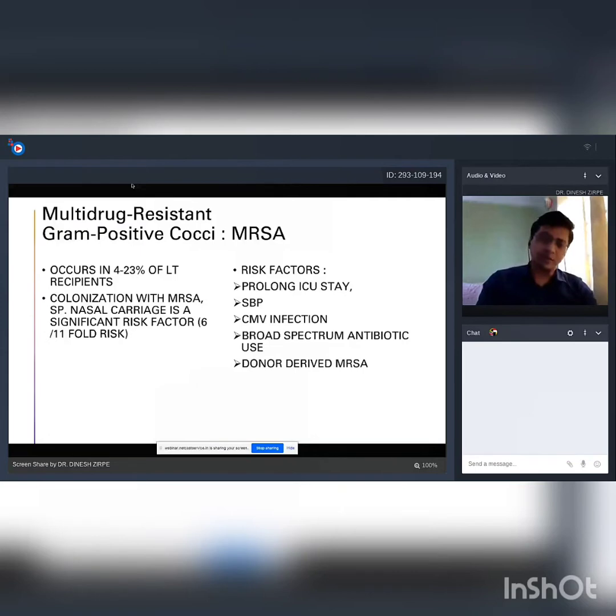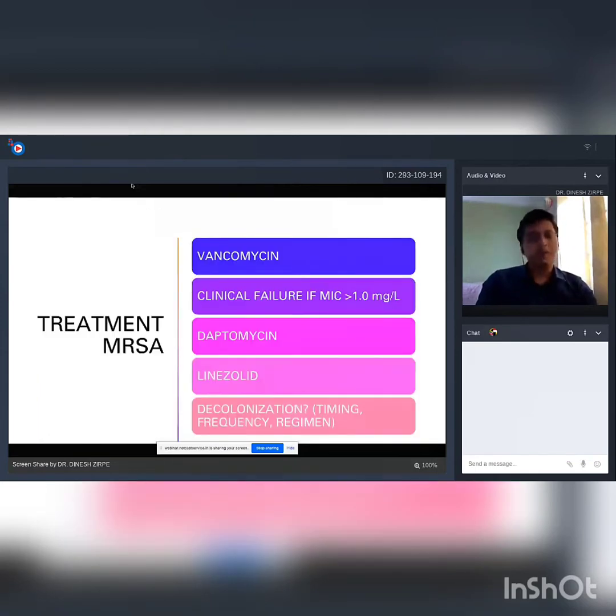As we all know, vancomycin can be given. The important thing here is if the vancomycin MIC is more than 1 milligram per liter, it is better to avoid vancomycin and directly shift to linezolid or daptomycin. The other method is, can we decolonize them? Is decolonization going to work? The problem with that is that most of the patients would be on the cadaveric donor list. So how many times are you going to do decolonization? What is the frequency, and which regimens are we going to follow? That is not clear.